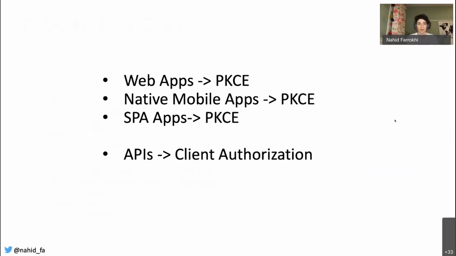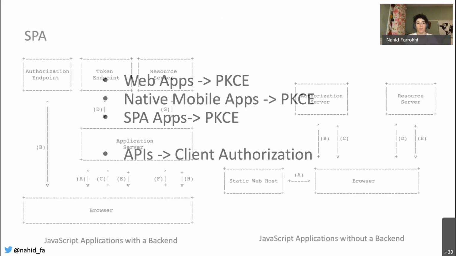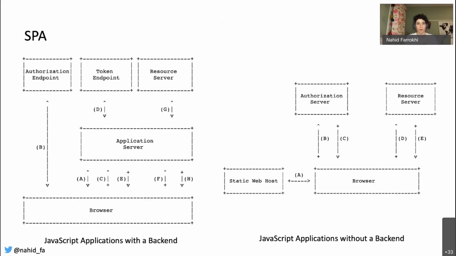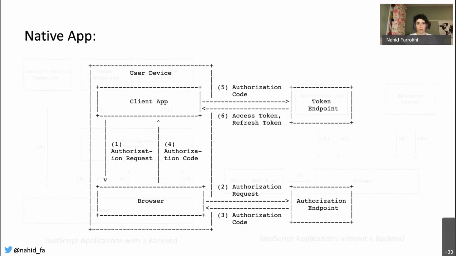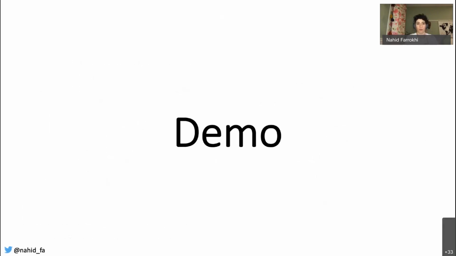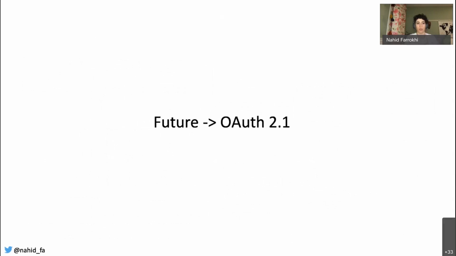Here I have some use cases. I have these use cases like a web app, a native mobile app, and a SPA app. All of them are suggested to use PKCE. We tried to explain why. I hope I could convince you. And for APIs, for server to server communication to receive access, the client credentials flow is what is suggested. I actually have a couple of these on my deck about best practices for SPA apps and native apps that I'm not sure we have time to go through.